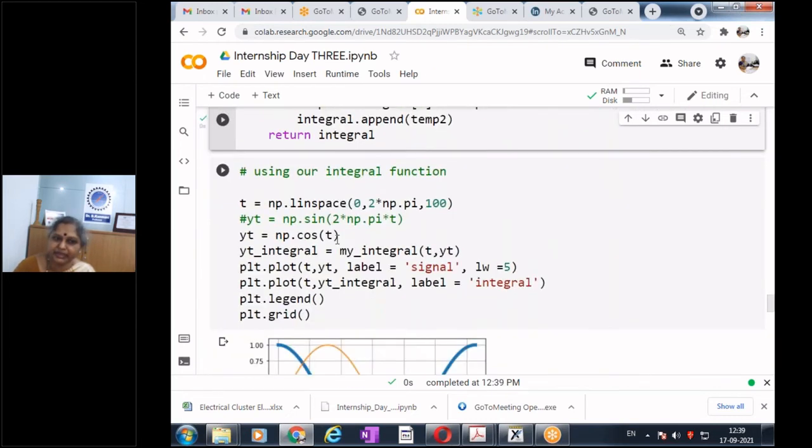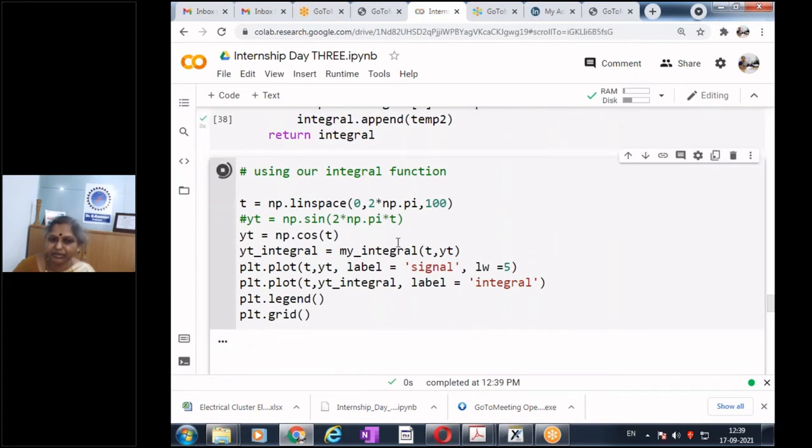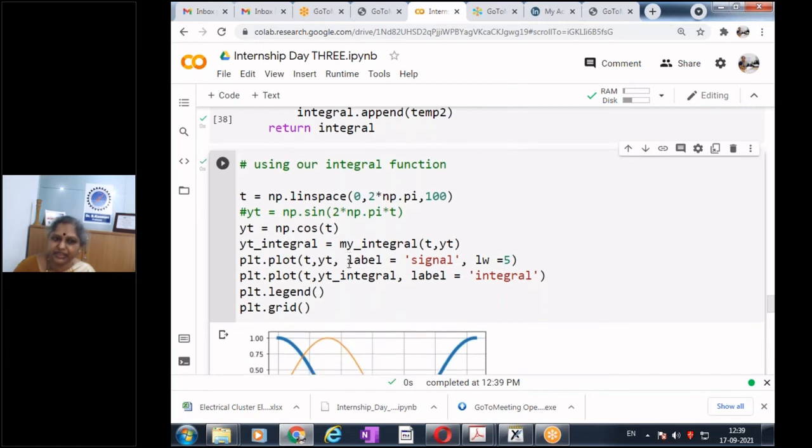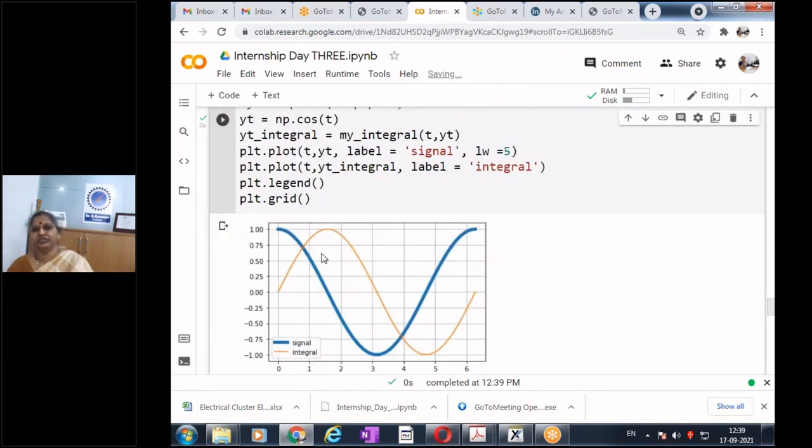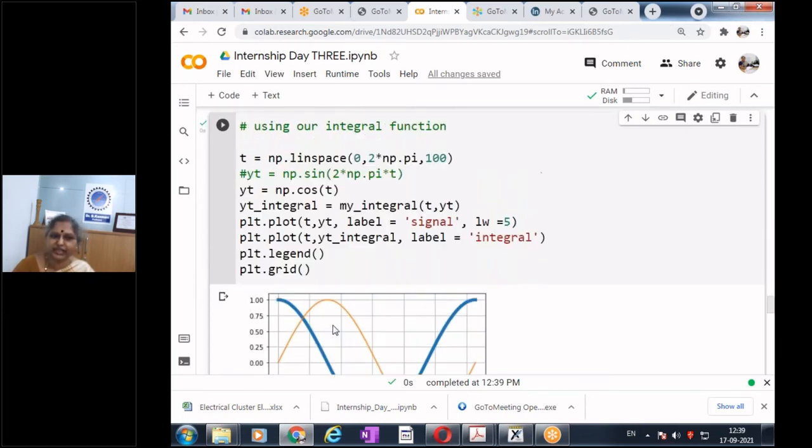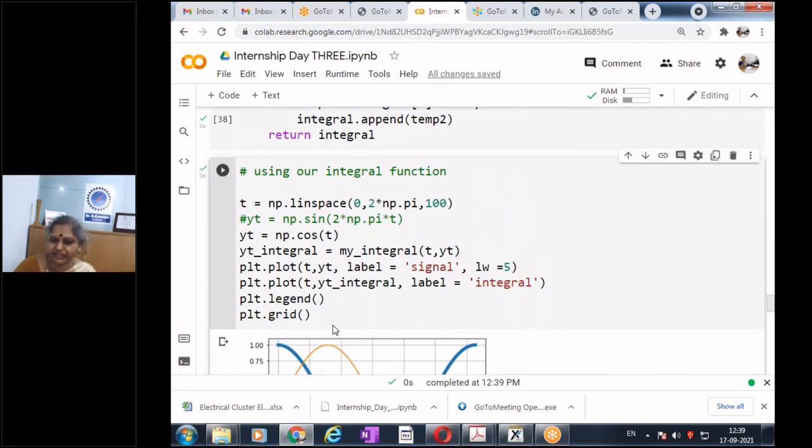And then I'm calling my integral function. I give it a cosine function, and I'm doing my integration. And this is what I have. I've given my original function a weight of 5, and my integrated function is in orange. So this is what I have. So I can have a function I can integrate.